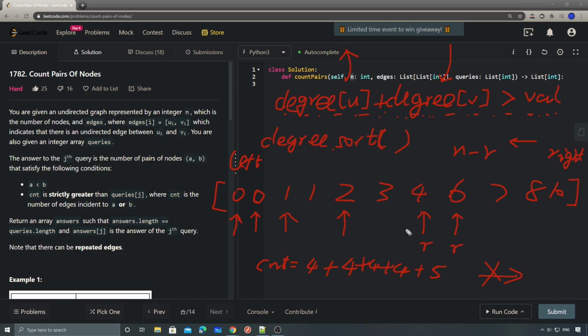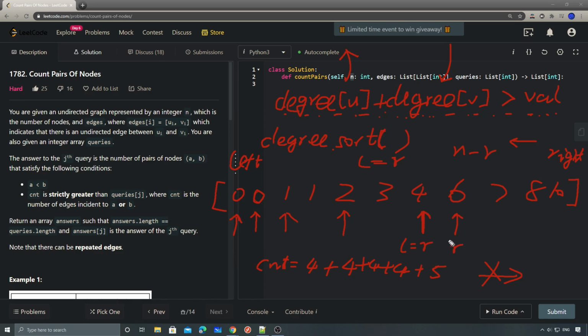And another special case is like this. Let's say the left is equal to the right. So the left keeps moving to the right, and eventually the left pointer will meet the right pointer, right? So let's say the left and the right are all pointing to 4 here. What does this mean? It means that anything on the right side will satisfy this condition.